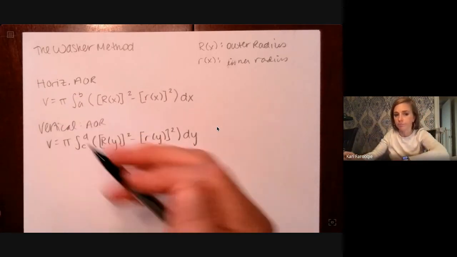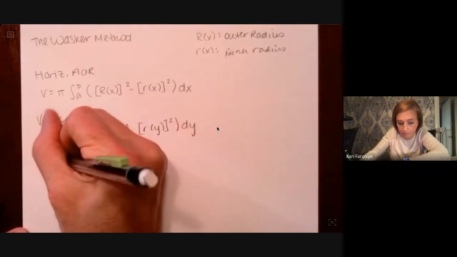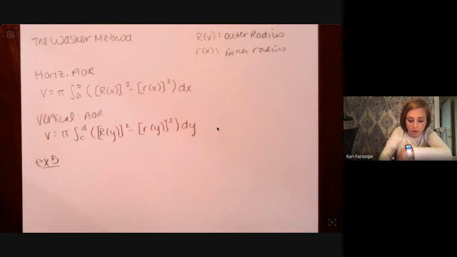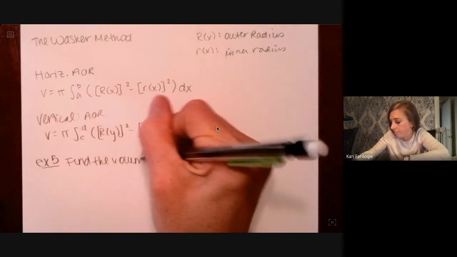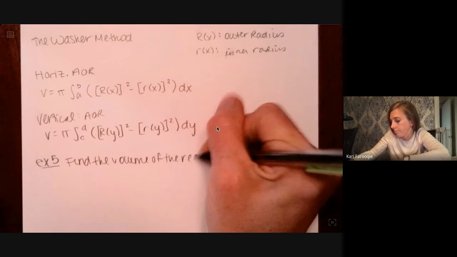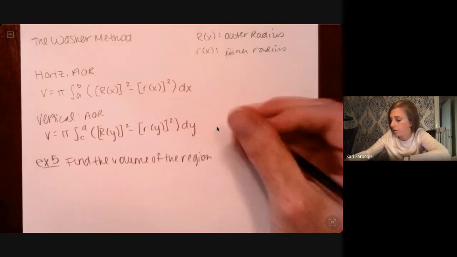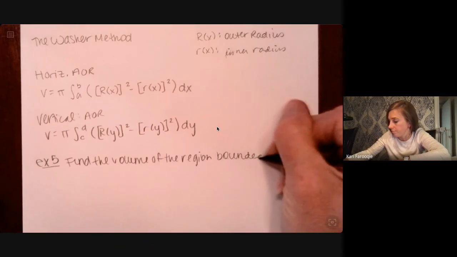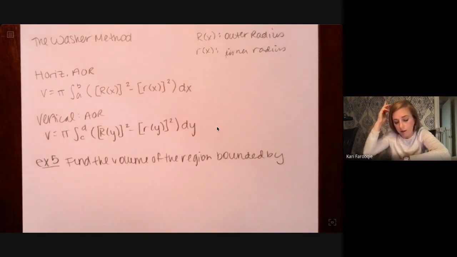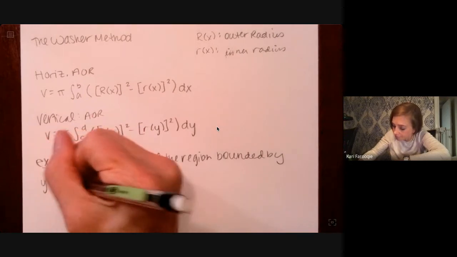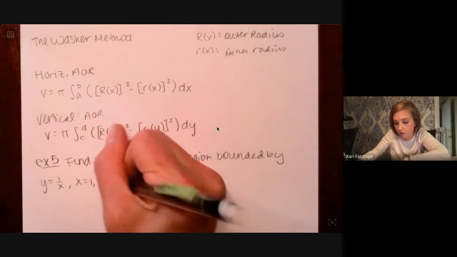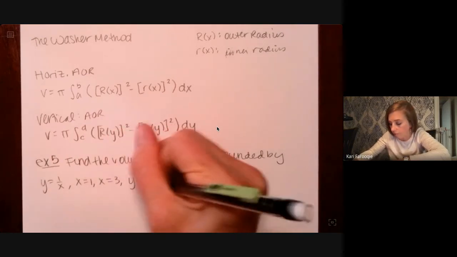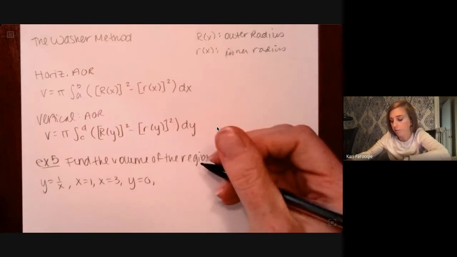Example 5. Find the volume of the region bounded by y equals 1 over x, x equals 1, x equals 3, y equals 0, revolved about the line y equals 2.